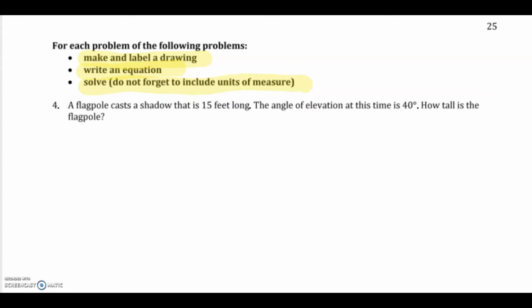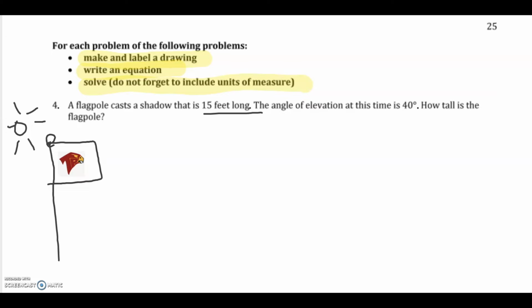So I'll draw a little flag down here. Then we'll make it a Torrey Pines flag. And this flag casts a shadow that is 15 feet long. So if we have the sun over here, then the shadow would be down here, and this measures 15 feet.